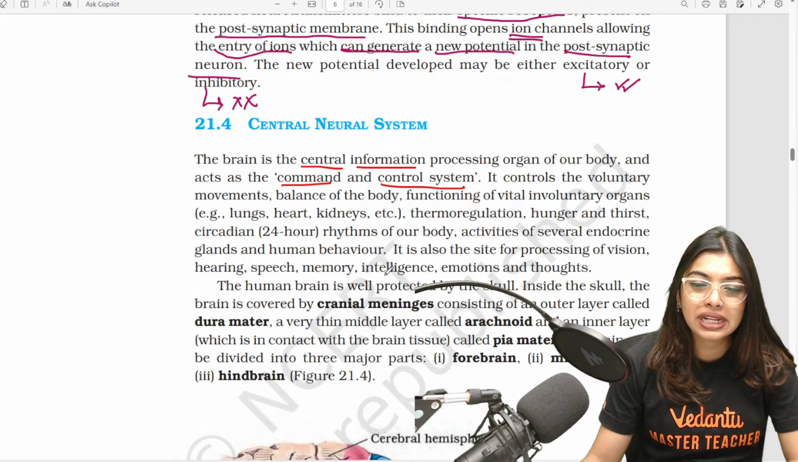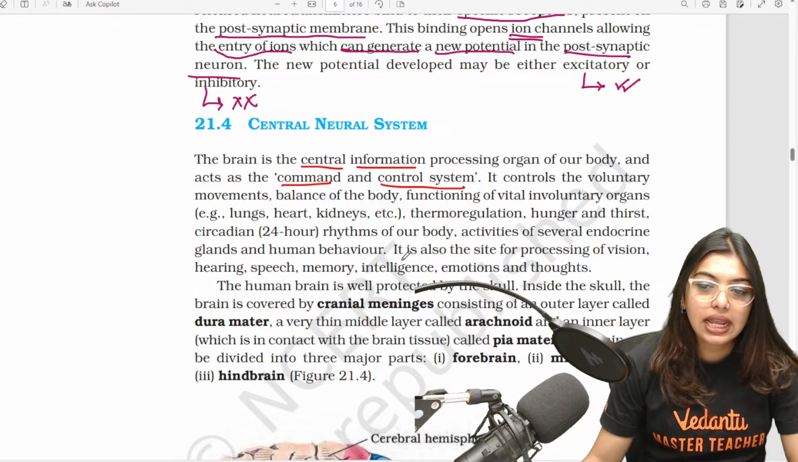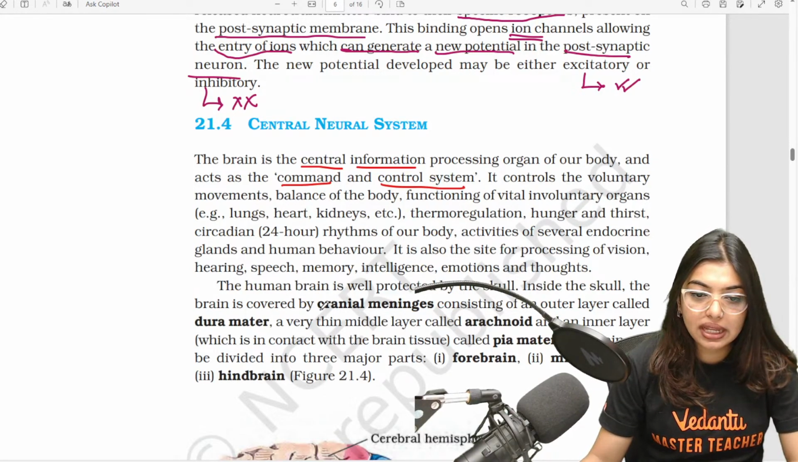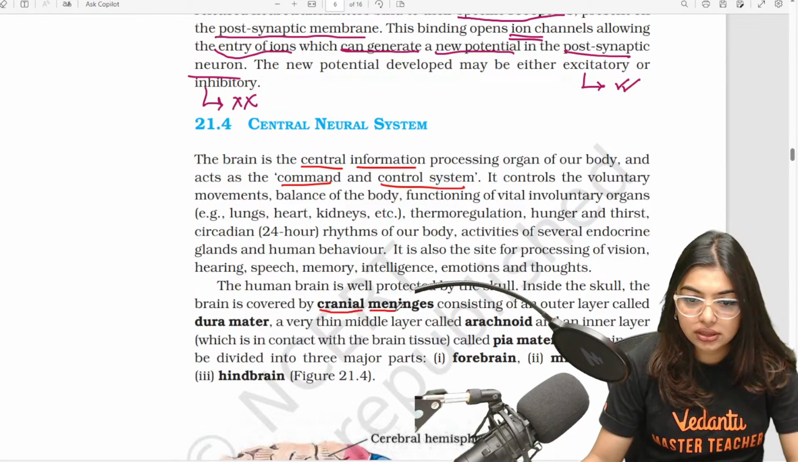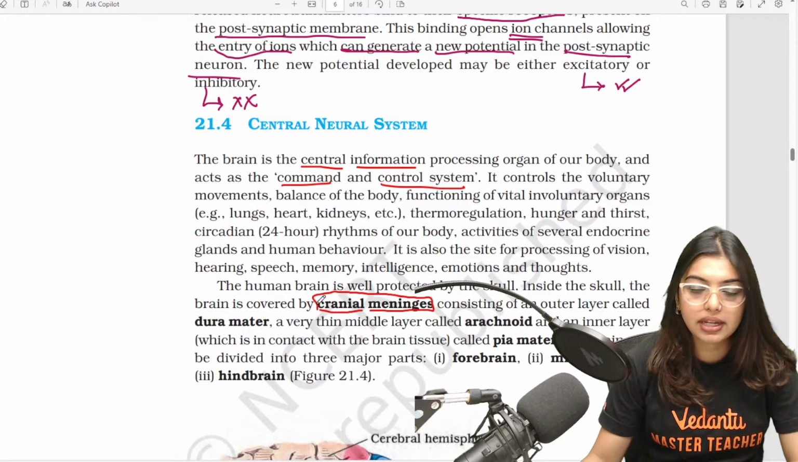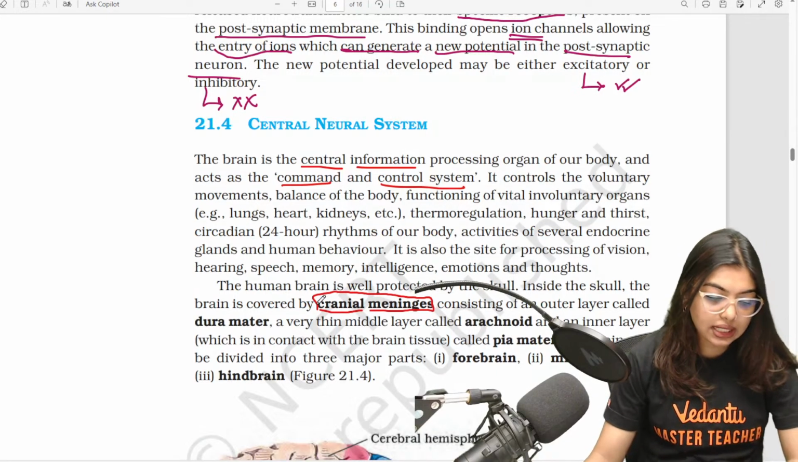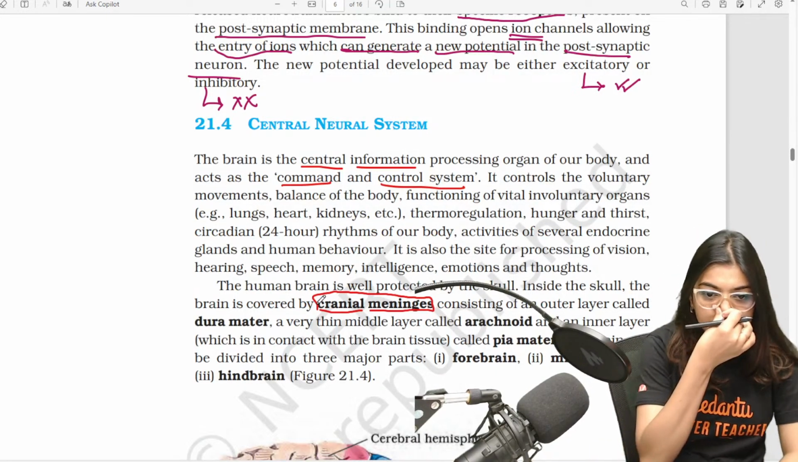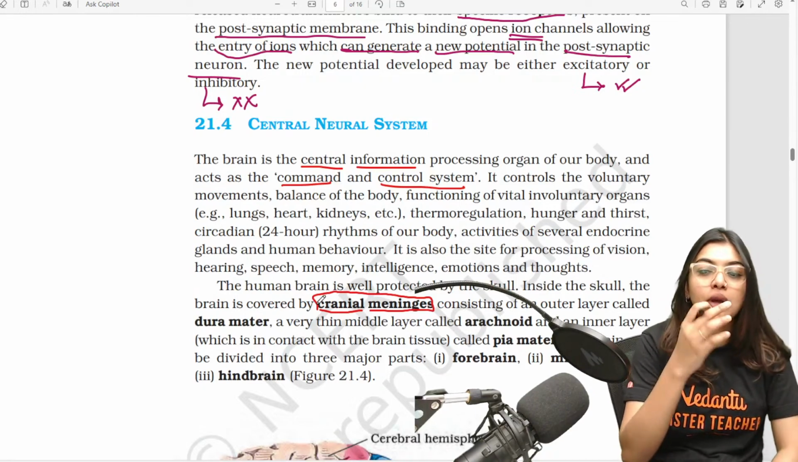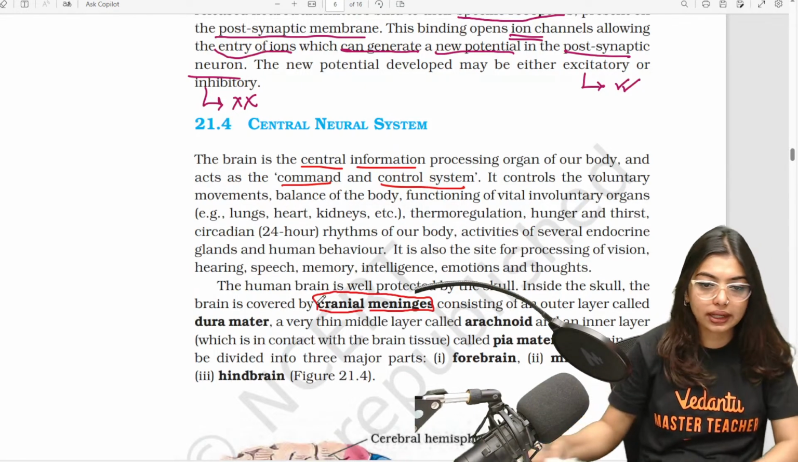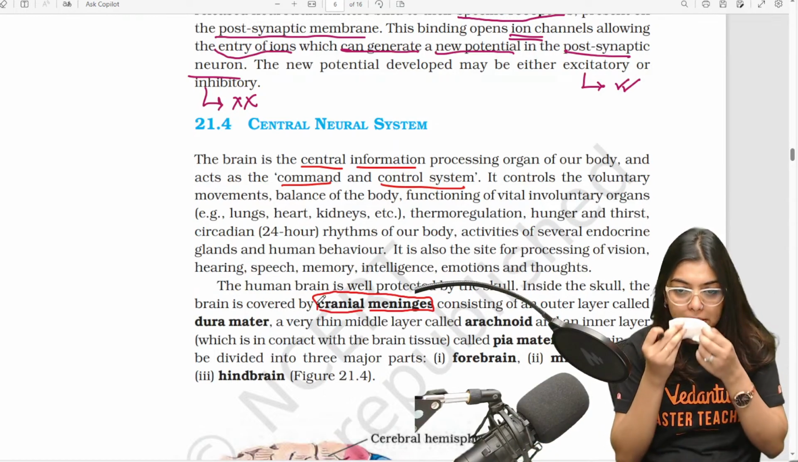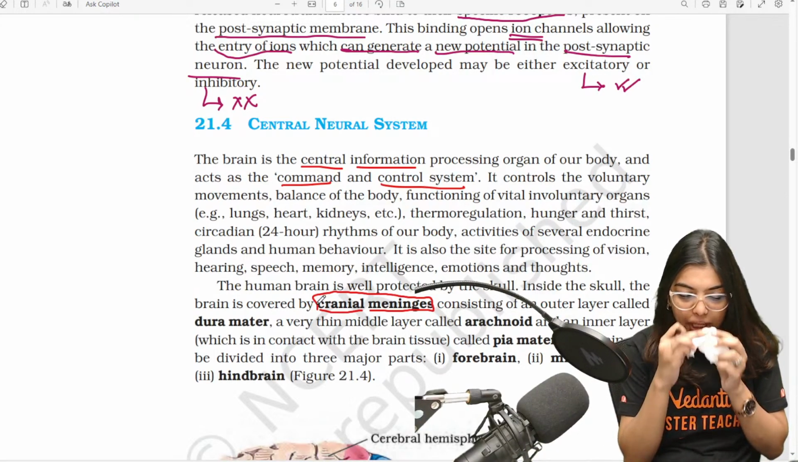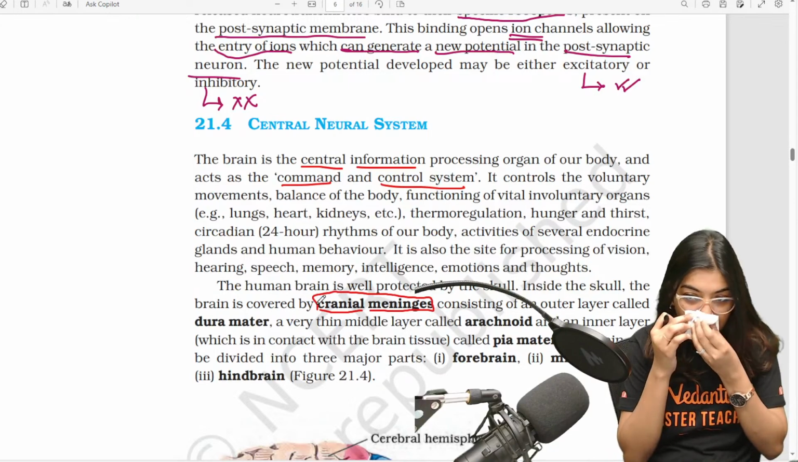The human brain is well protected by a skull. Inside the skull, the brain is covered by cranial meninges. I have shared this on my Telegram, Biology by Gopika. If you want, you can check how the cranial meninges are going to look. I have shared about the dura mater. They consist of an outer layer.